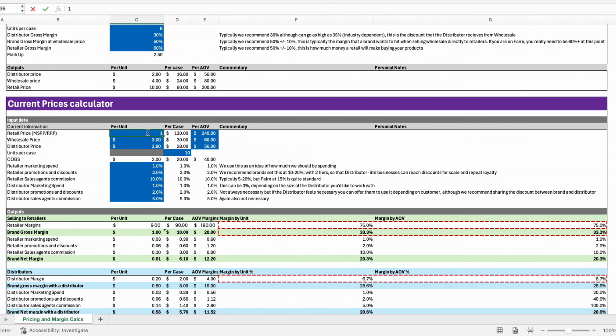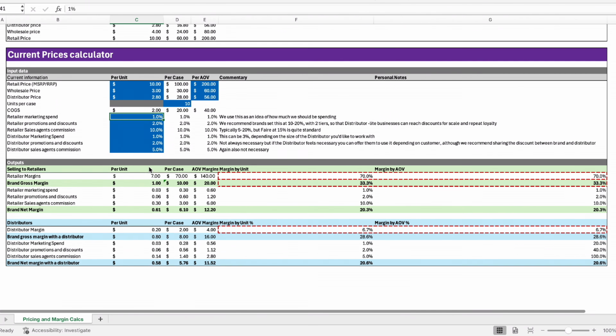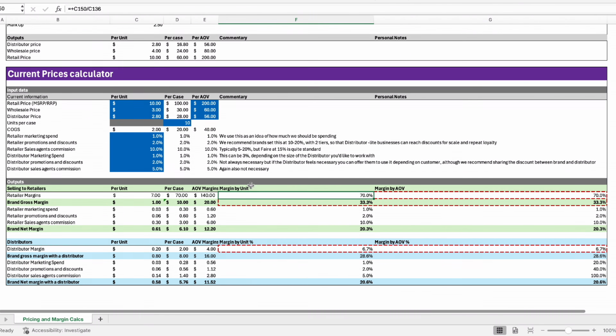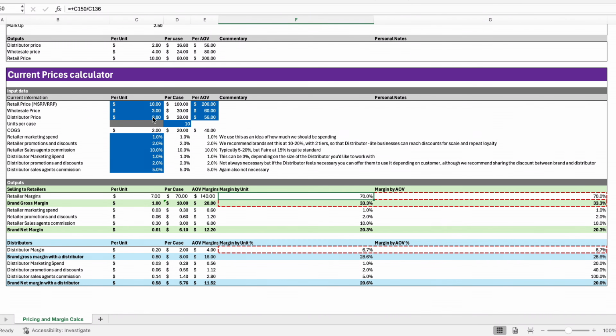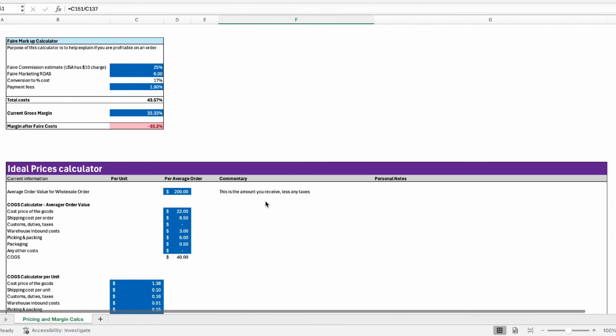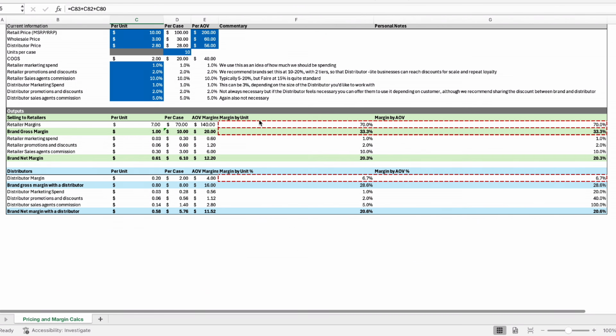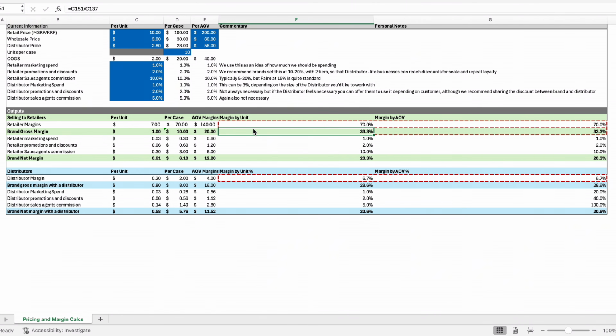Now let's say we're trying to compete more strongly against cheaper competitors. Swipe that up to $3, set this still at $10, but we still haven't changed our cost of goods. What's going to happen is the retailer margin is at 70%. That's how much money they're making between the retail price and the wholesale price. But as you can see, your brand gross margin is 33%. And if we look up here before, we know that our total costs, if we work on Faire, can be upwards of 43%. Then we need to be careful that we're actually making money on a per order unit basis.